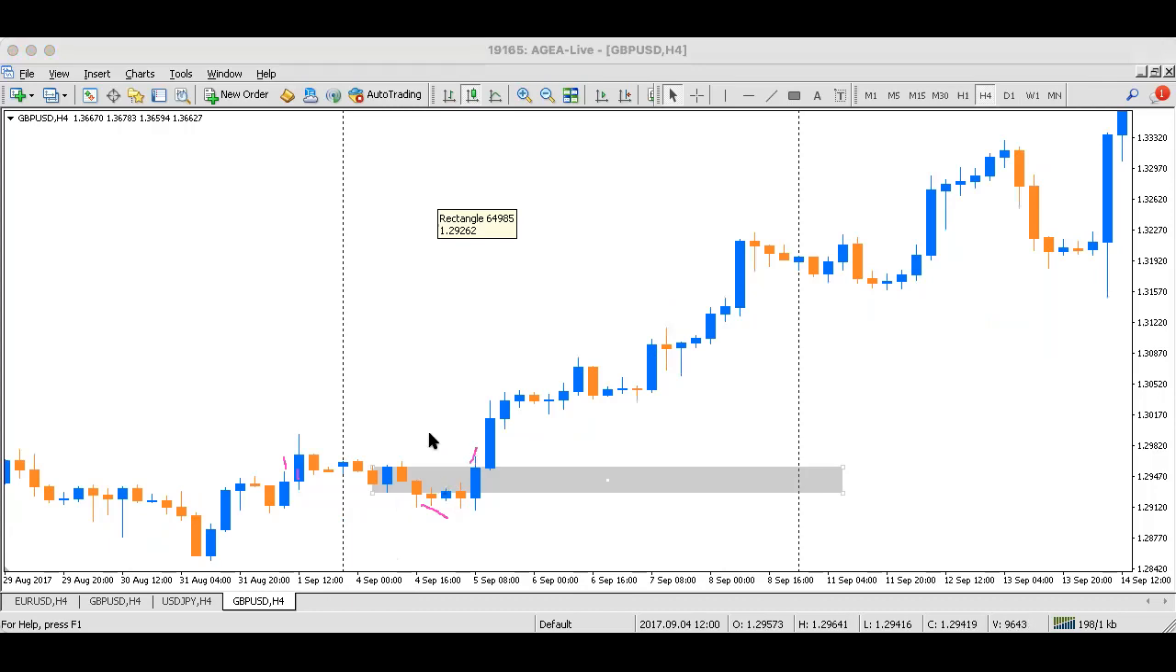Once it's broken, it will tell you that the zone here has turned to what? From supply to support, demand. Yes. So this is going to be a demand zone now. So after it broke the zone, you can just buy and follow up for the rest of the week.